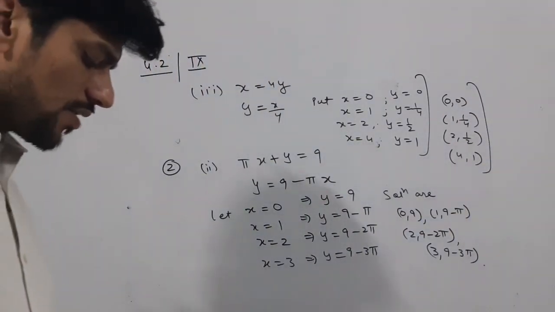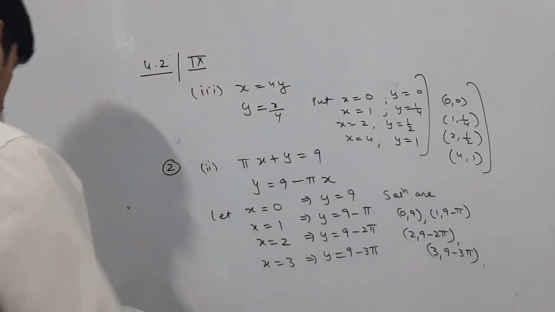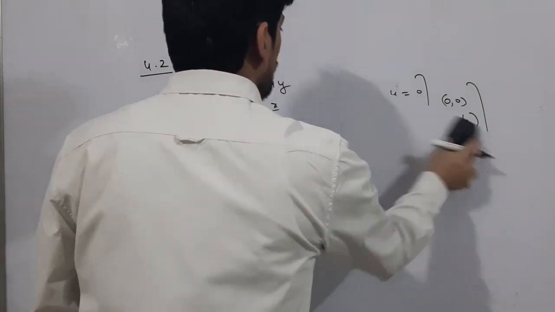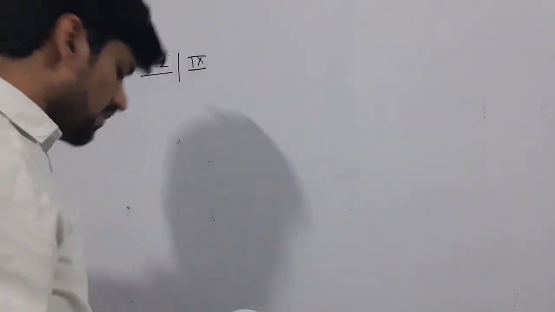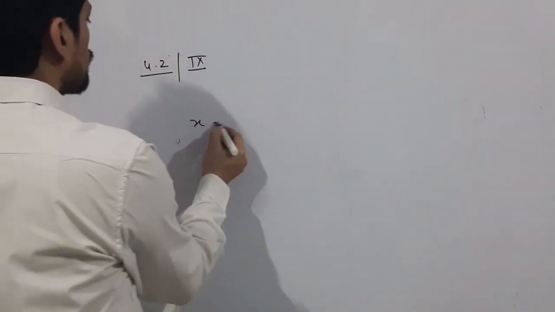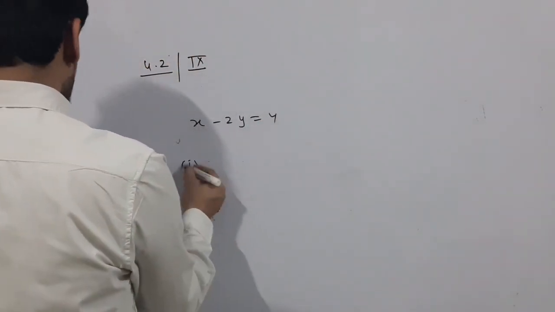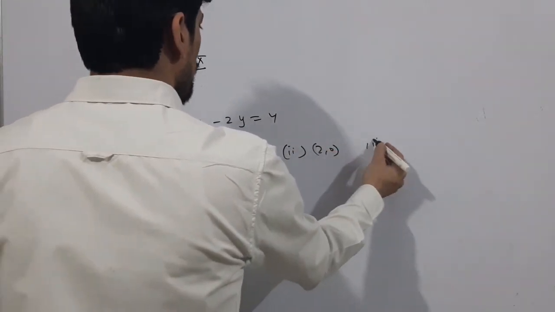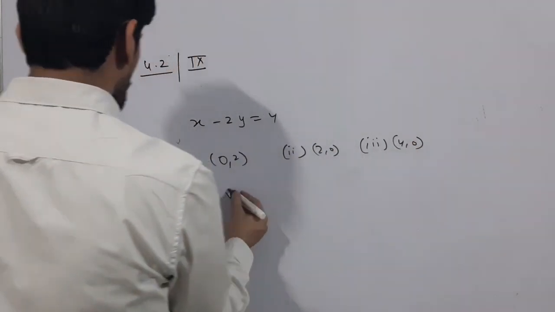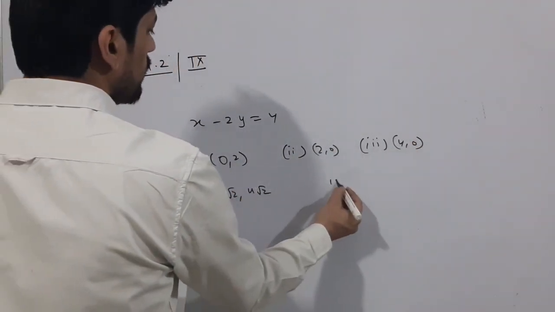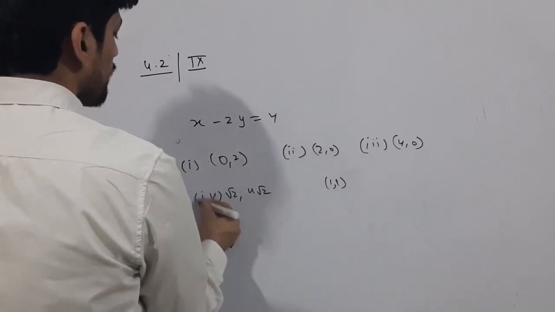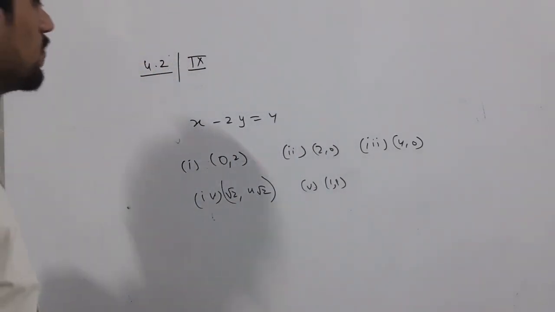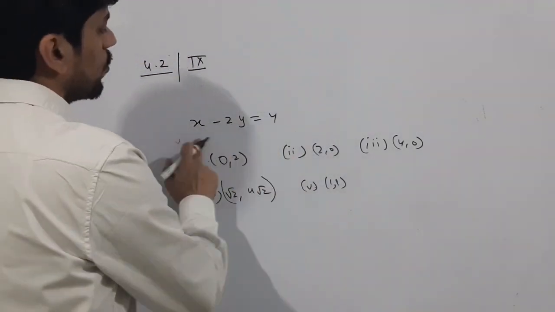Let us do third question. Check whether the following are the solution of the equation x minus 2y equals 4 and which are not. So we are required to check which are the solutions or which are not. The given linear equation is x minus 2y equals 4 and the solutions are given as first is 0, 2, second is 2, 0, third is 4, 0, fourth is root 2, 4 root 2, fifth is 1, 1. So these are 5 coordinates. We have to determine whether they are solution of this or not.